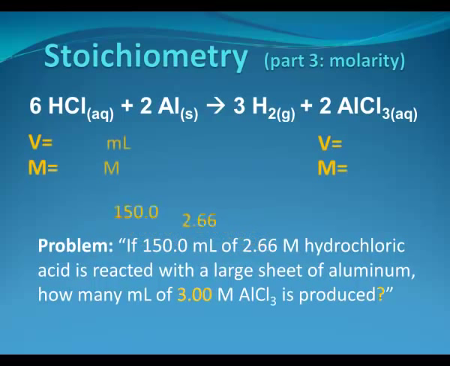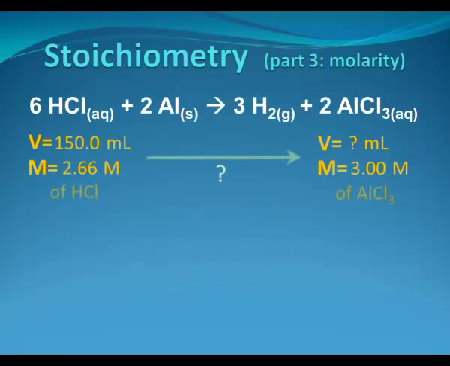Let's take the numbers out of that paragraph, the volume and molarity of the HCl, and the volume that's not known, and the molarity of the AlCl3. Now, how do we get from volume and molarity to volume and molarity? What do we use as the bridge from one to the other?